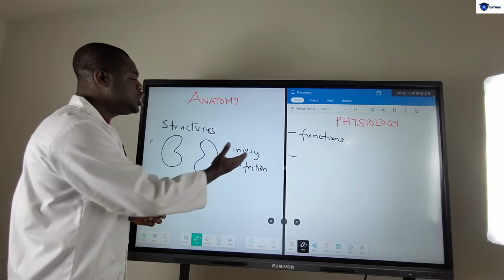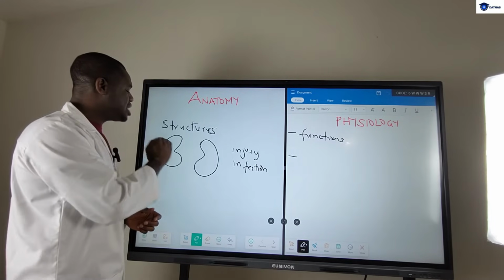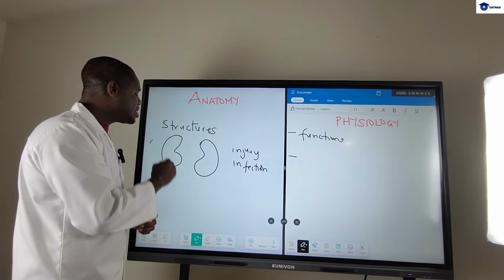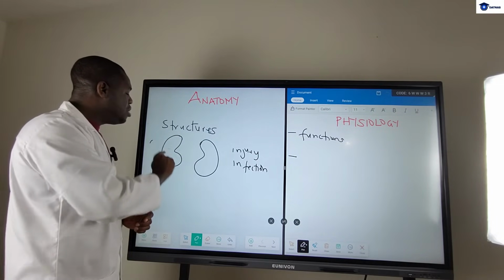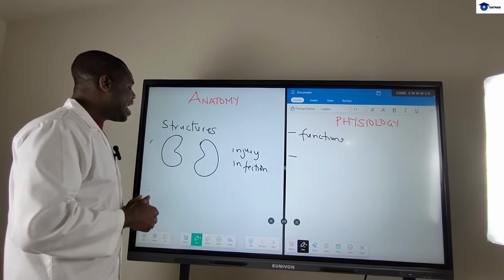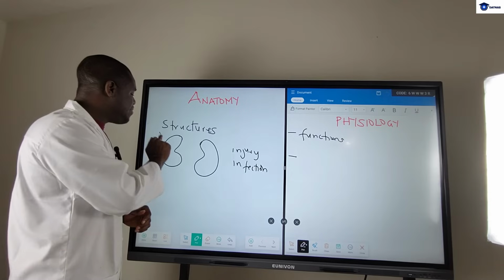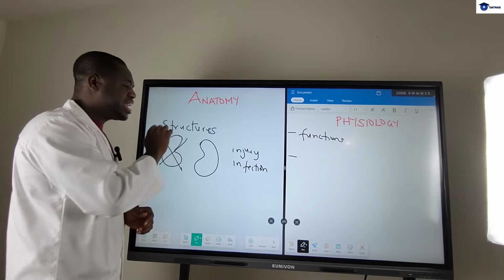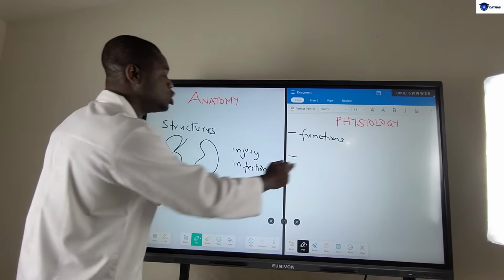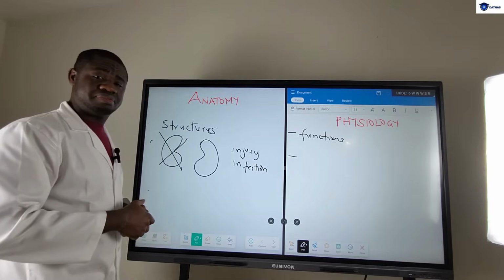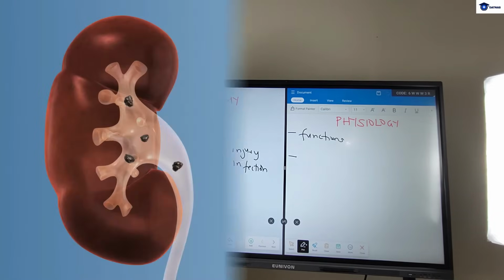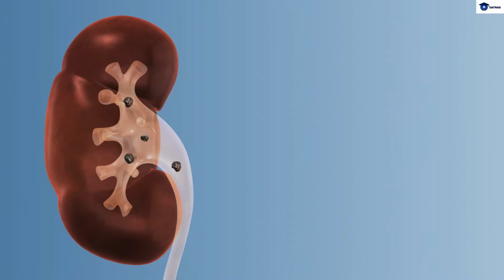But now, the injury has distorted the renal cortex. The injury has affected the medulla, or the injury or infection has caused total damage to the structure of the kidney. This means that how these kidneys function will also be affected. The kidneys will not be able to perform the function of excretion.